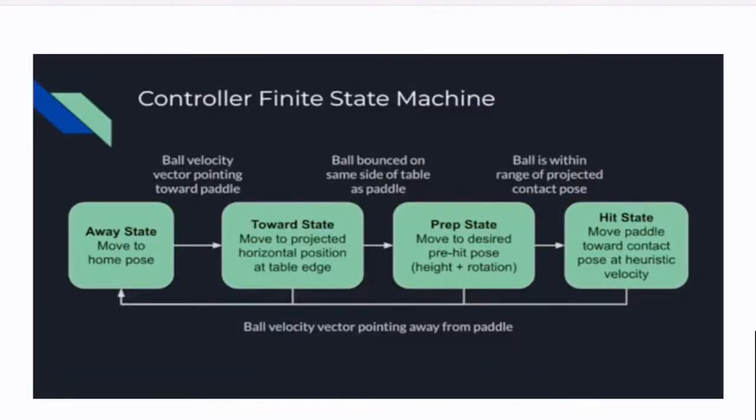Here, we have a simple diagram showing the high-level state machine flow. Each Iwa arm is running a separate instance of this controller, and both begin in the away state. Using the velocity vector of the ball, we know if it's traveling toward or away from a particular side of the table, and set the away or toward state as appropriate. After the ball bounces on the same side of the table as the arm, we transition to the prep state. And finally, when the ball is close to the projected contact position, we go to the hit state. If at any point the ball velocity is pointing away from the paddle, the system resets to the away state.